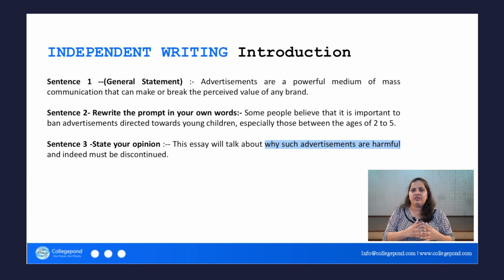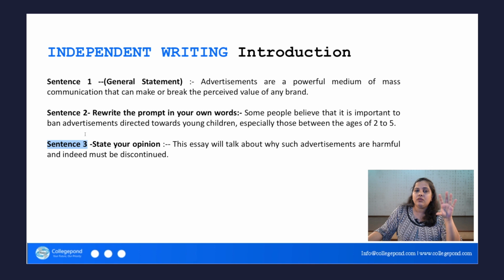Some students would also say, I agree to the statement. That's also a good way of writing it. There's no right or wrong way. This is just one of the ways in which you can introduce your opinion. But if you follow this structure, you see that the first sentence can be a general statement. The second sentence can be rephrasing the topic. And then in the third statement, you come to your opinion.